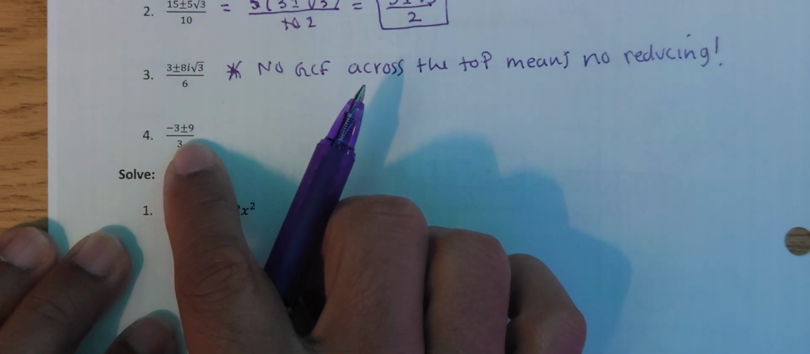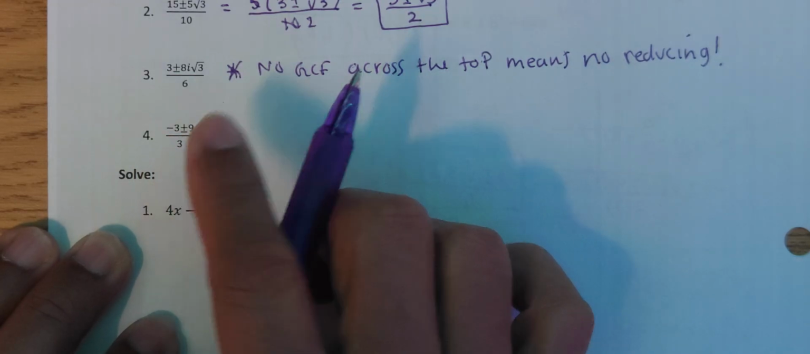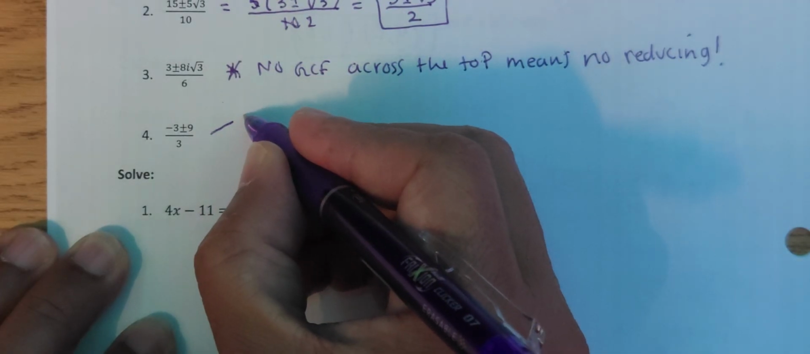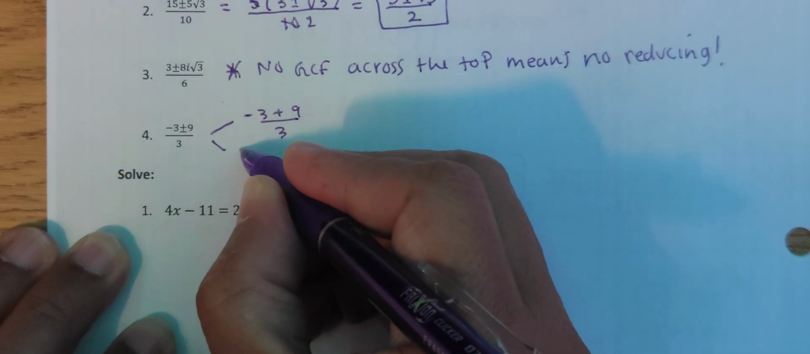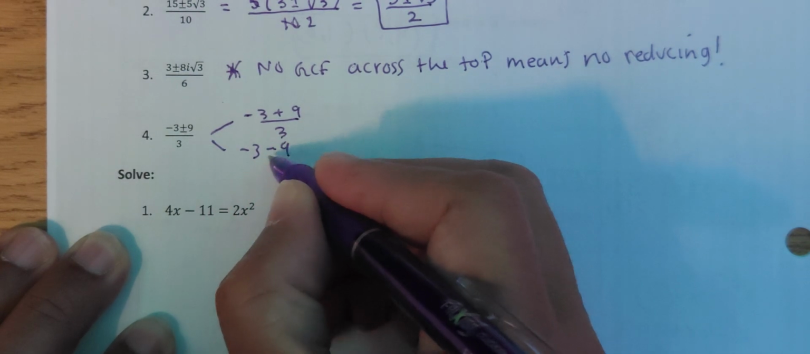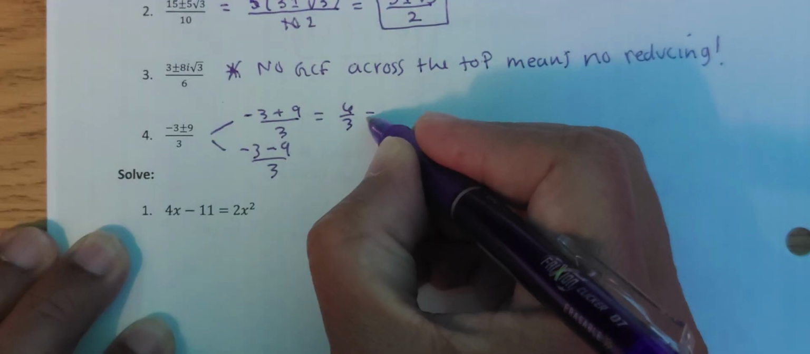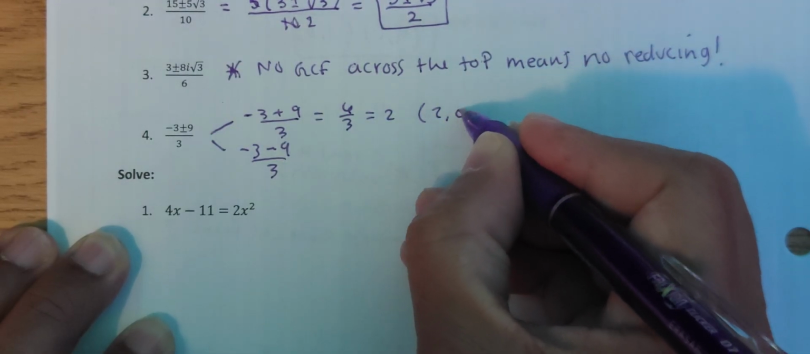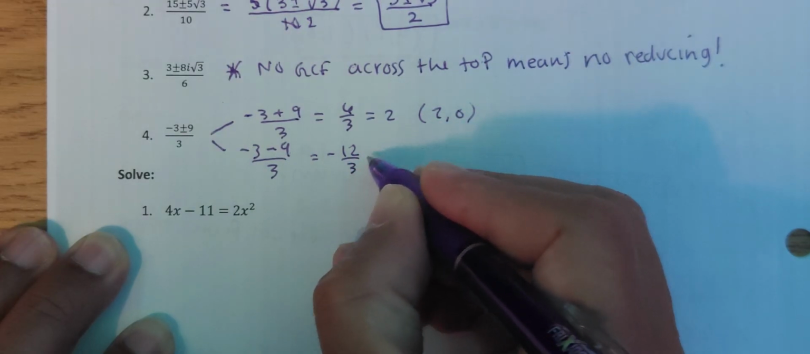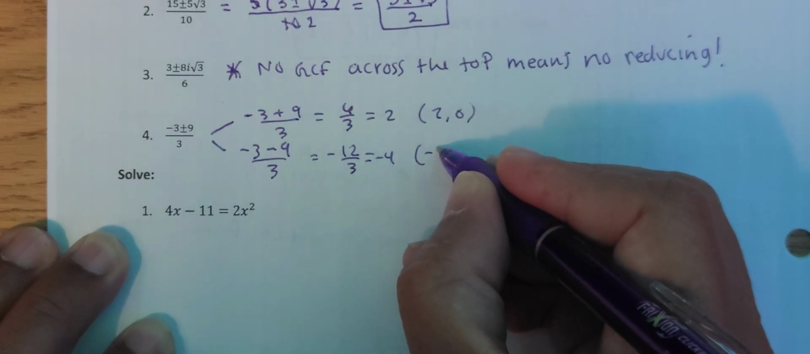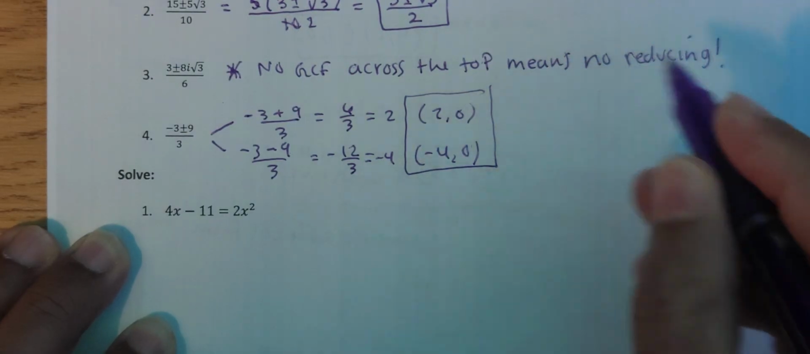All right, next example. In this case, we have a negative lead, but also notice that this is just numbers, so we don't have to really do much here. What I can do is separate negative 3 plus 9 over 3, and the other is negative 3 minus 9 over 3. So then negative 3 plus 9 is 6 over 3, which means this is 2. So one solution is 2 comma 0, and for this one, negative 3 minus 9 is negative 12 over 3, which is negative 4. So the other solution is negative 4 comma 0, and there we have the reduction of that problem.